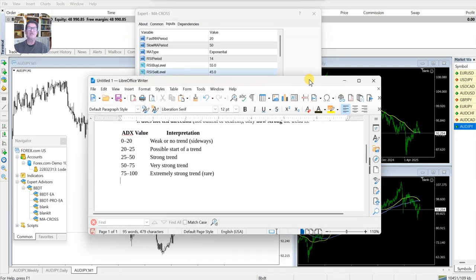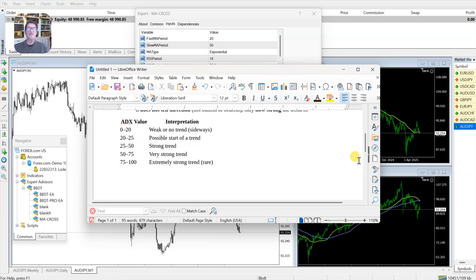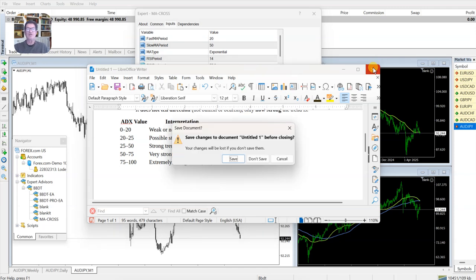In fact, I will show you exactly what I have here somewhere. Here we go. These are the generally accepted settings for the strength of a trend. Between 25 and 50 is a strong trend. From 20 to 25 is a possible start of a trend, and below 20 is a weak trend. Above 50 is a very strong trend, and above 75 is a super strong trend, which is very rare. So that's what this 25 is based on. It's like the golden middle way, and that's what we use for our trading.